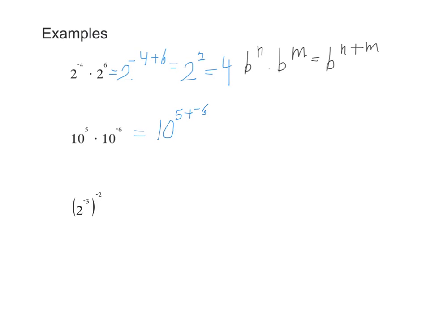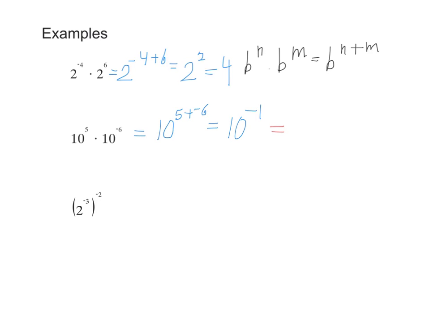5 plus a negative 6, or 10 to the negative 1 power. Now this is the answer, but it's not considered simplified. In all of the problems that you'll do, there'll be an extra statement that says to express your answer with positive exponents. Now you can't just erase the negative. Instead, what we'll do is simplify it.